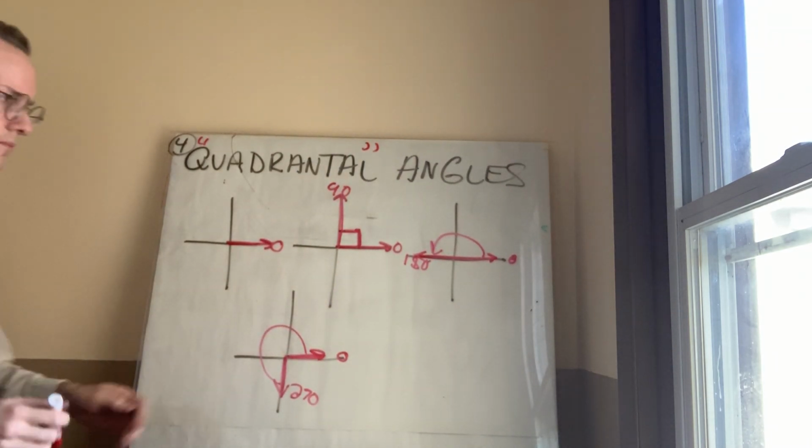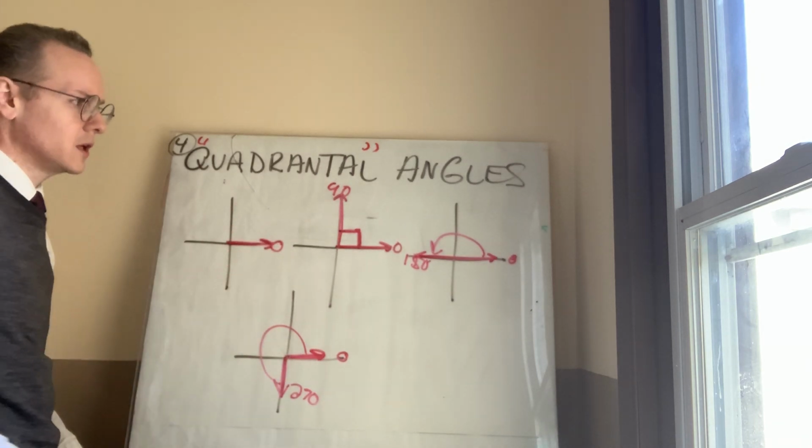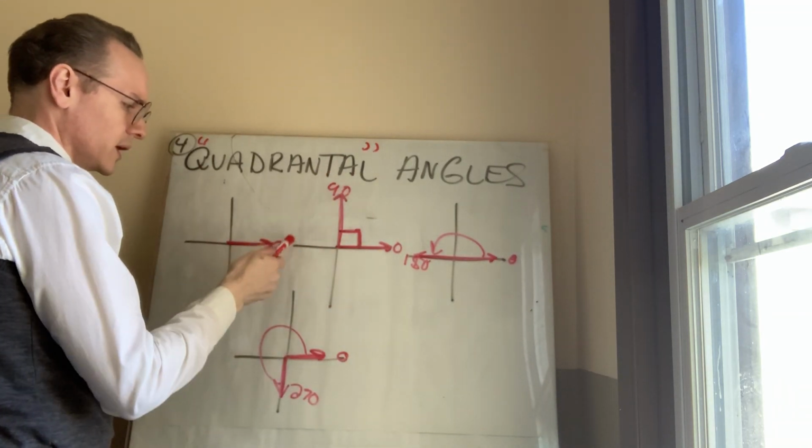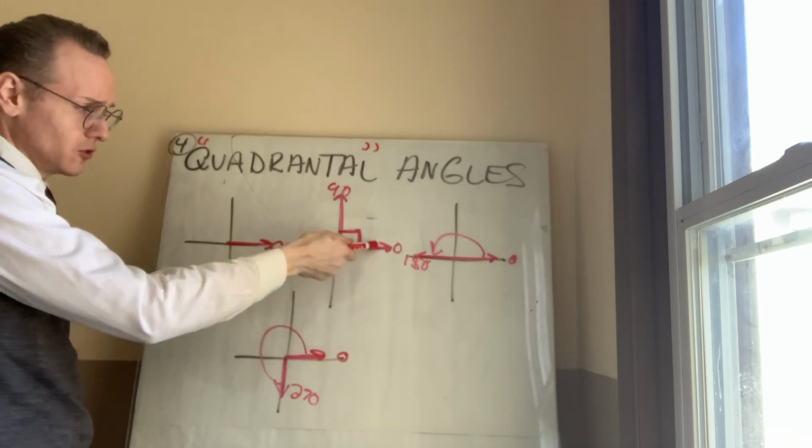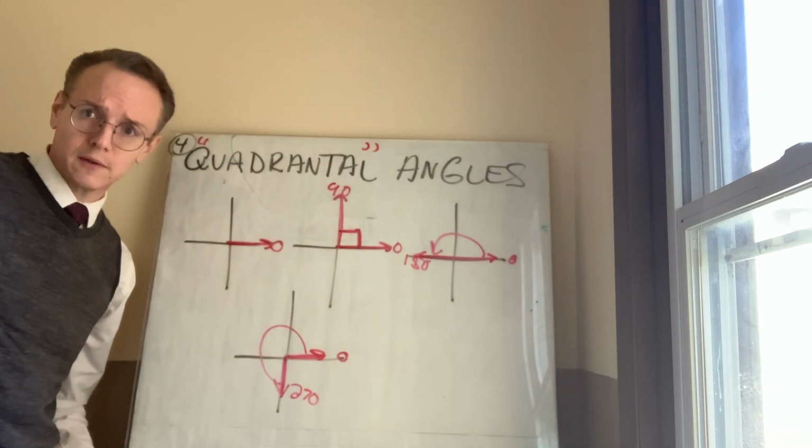Anyhow, it's the same 4 points, right? 0, 90, 180, 270, and then 0 would be also 360 technically.